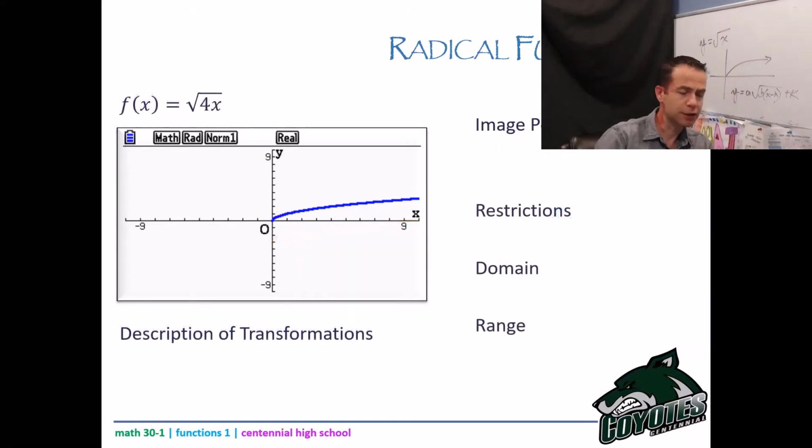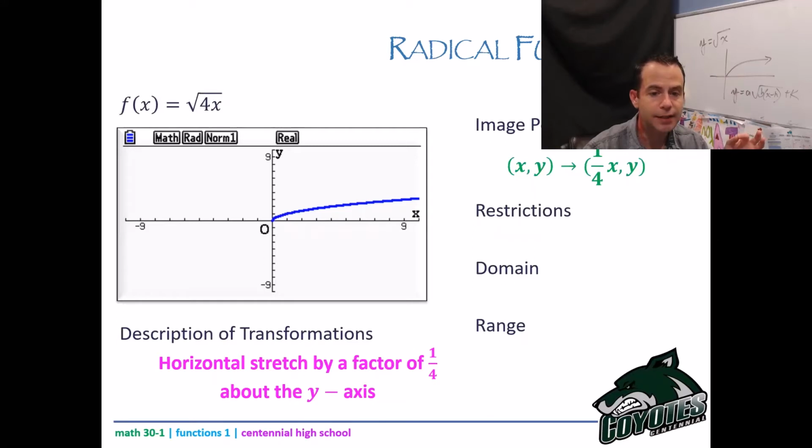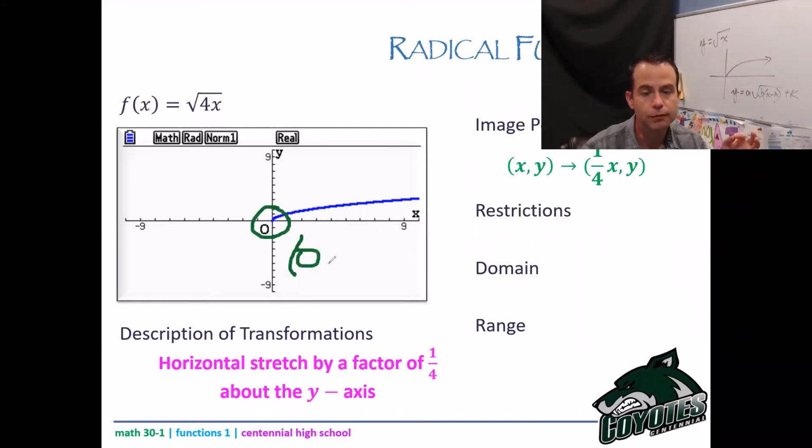Okay, so now I have a stretch involved here. My stretch is 1 over 4 because that's a b value. That's a horizontal stretch of 1 over 4 about the y-axis. So now my image point is going to be x, y maps to 1 over 4 x, y. Now my restrictions. In this particular graph, the horizontal stretch actually doesn't affect my starting point, only because my starting point is 0, 0, right? If I'm multiplying 0 by a quarter, it's still going to end up at 0.